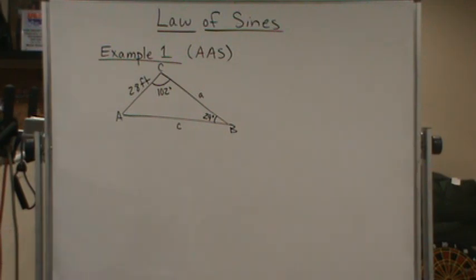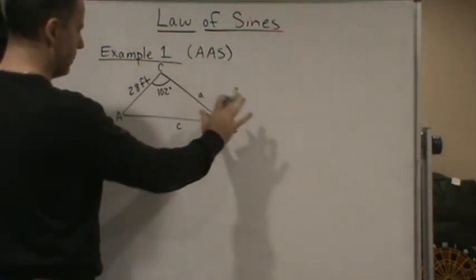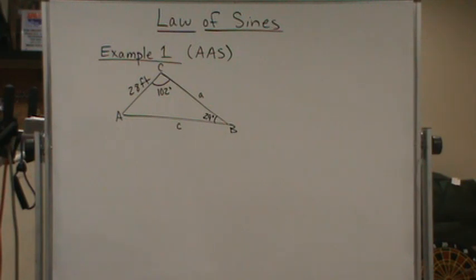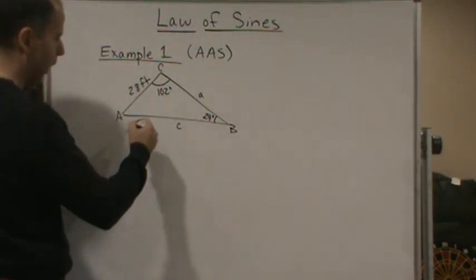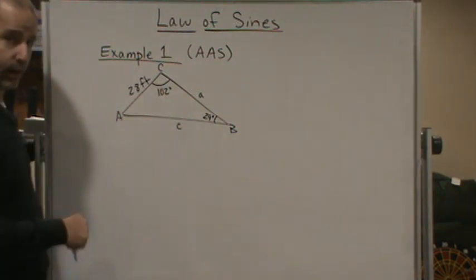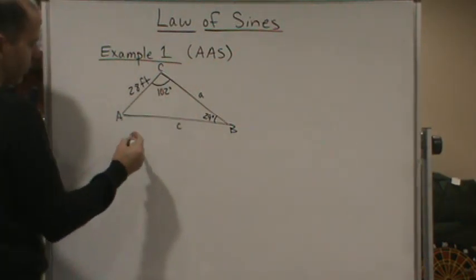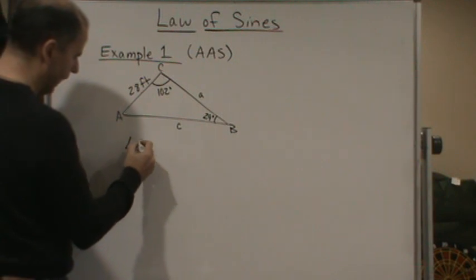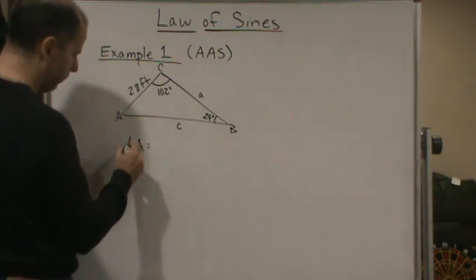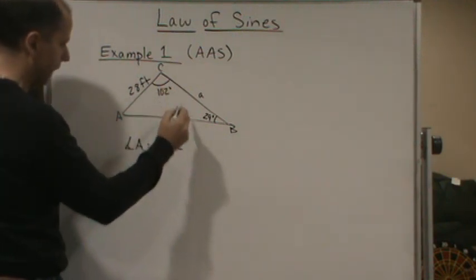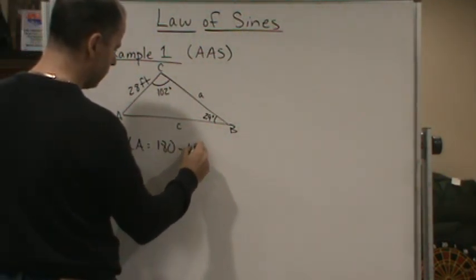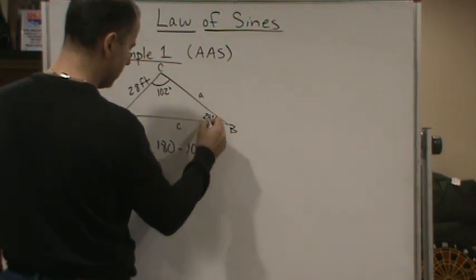What they want us to do is solve for the rest of the missing measures, the other angles and the other sides. The easiest thing to do first is just find the other angle here, angle A, because we know that the three interior angles of a triangle have to add up to 180 degrees. So angle A is going to equal 180 minus angle C, which is 102, minus 29.